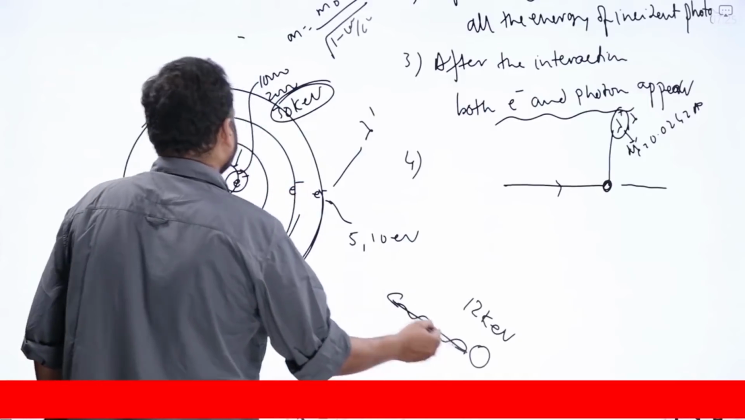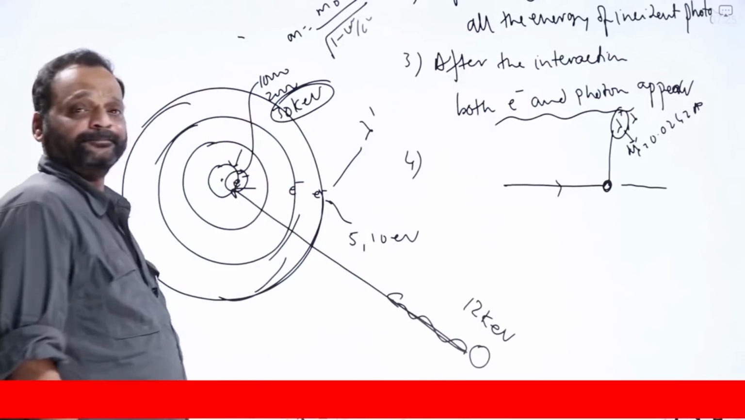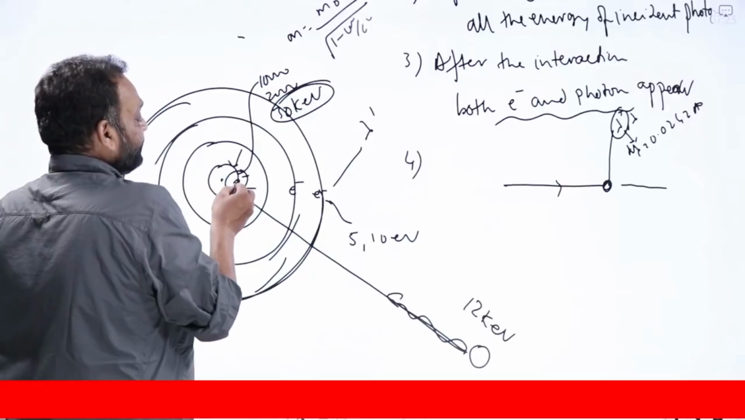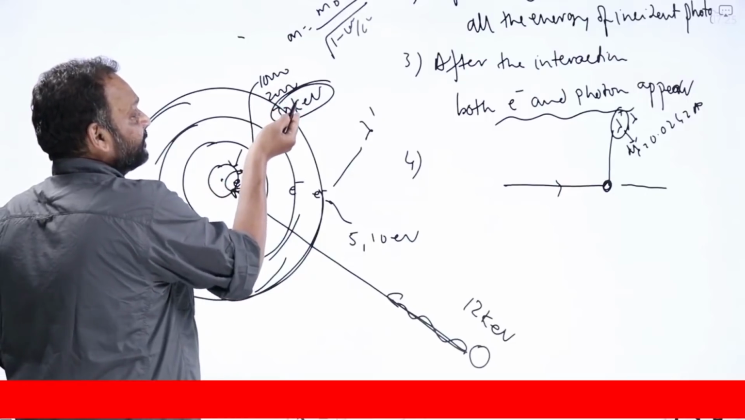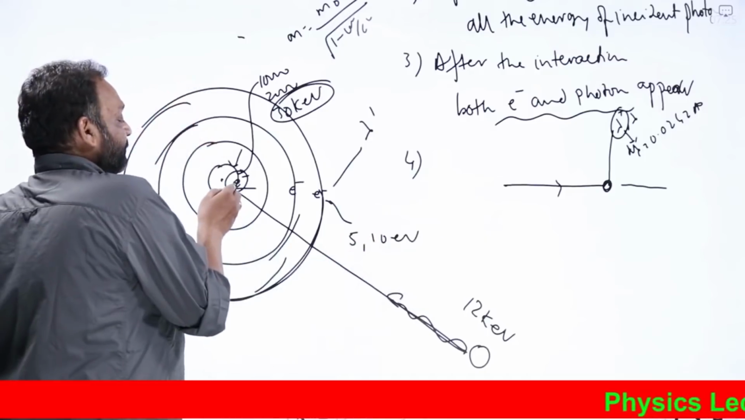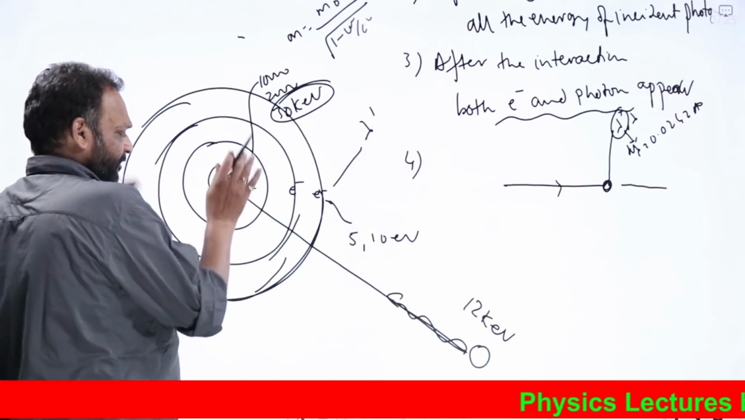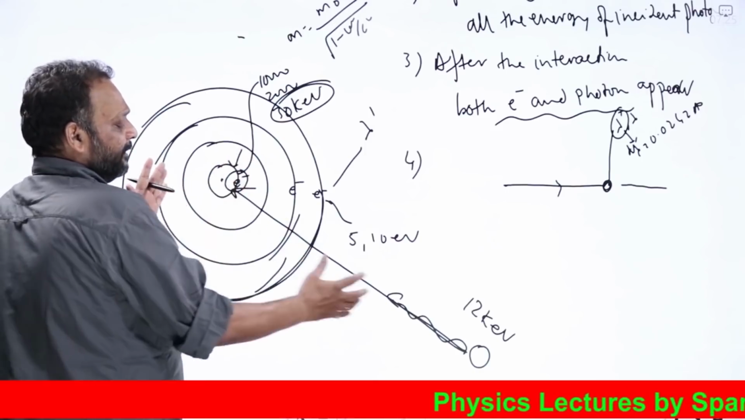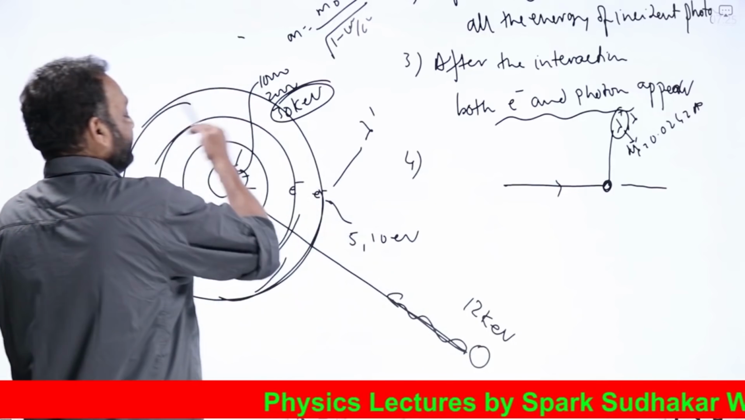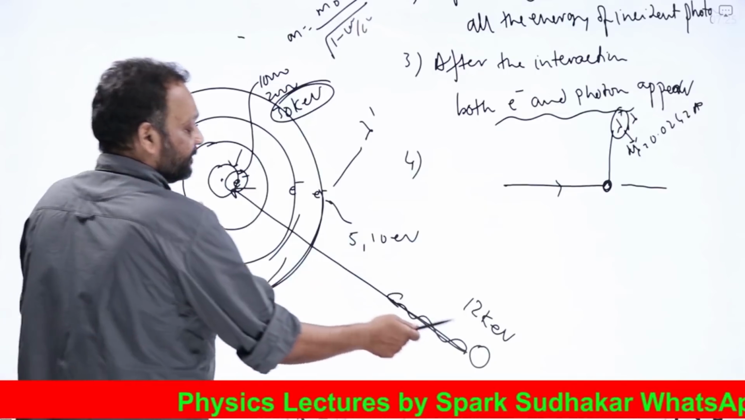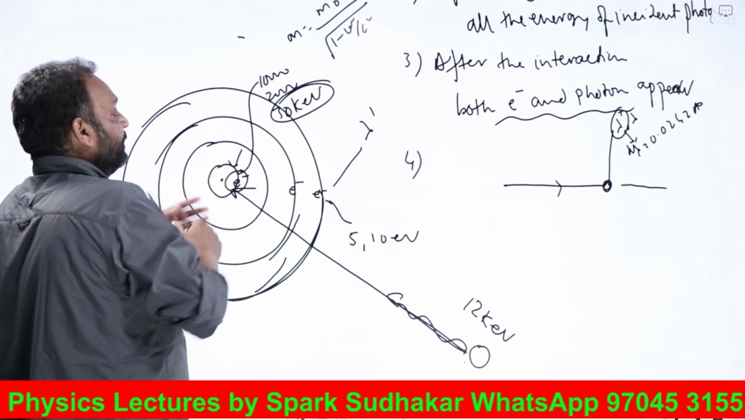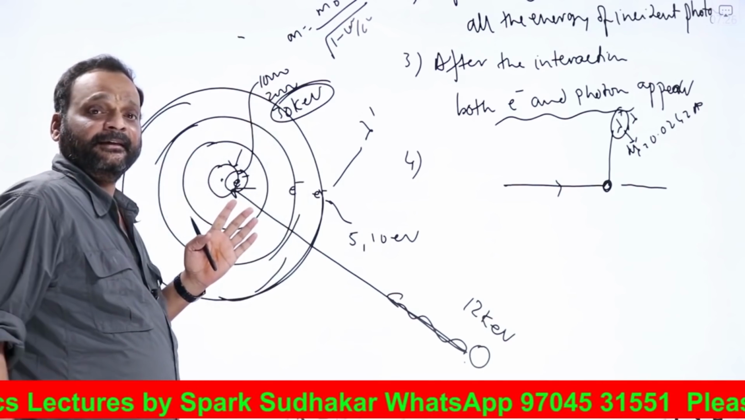What happens if the photon goes and hits the innermost electron? The innermost electron's binding energy is about 20,000 to 30,000 electron volts, comparable to or even more than the energy of the incident photon. Now what will happen? This electron is so tightly bound to the nucleus, to the atom, that it won't come out. The collision becomes a collision between the photon and the entire atom. It is not a collision between the photon and simply an electron, because the electron is very tightly bound. The entire atom recoils.